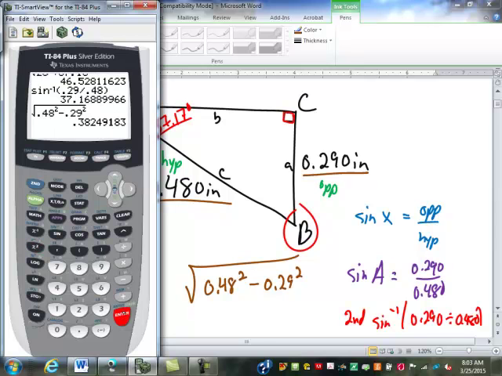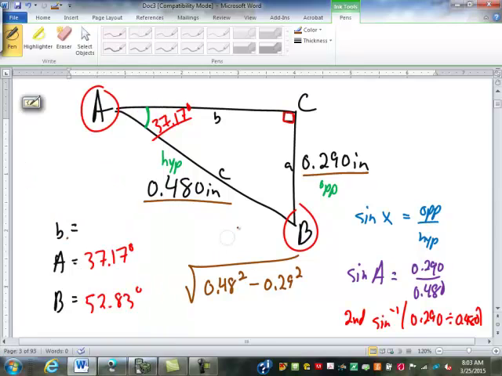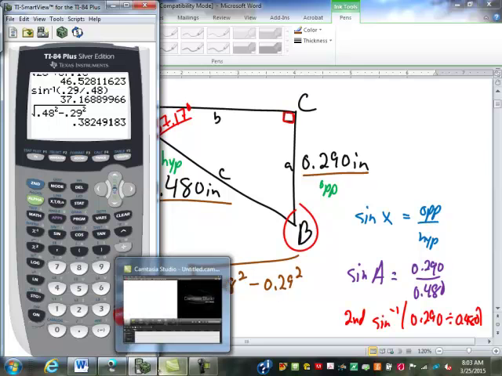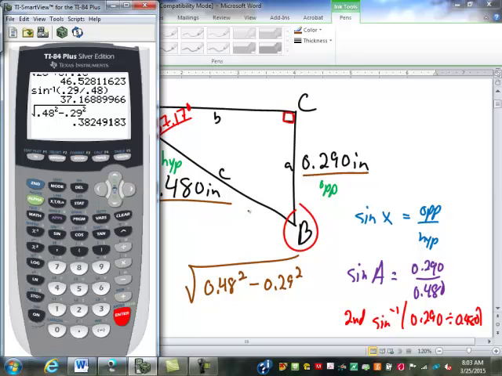Giving us 0.382. Yeah, 0.3825 would work. Now, here's a big question. We're talking about rounding, and this is very important. If you were asked to round this to the nearest thousandth, which is where I rounded it, you have to be careful.